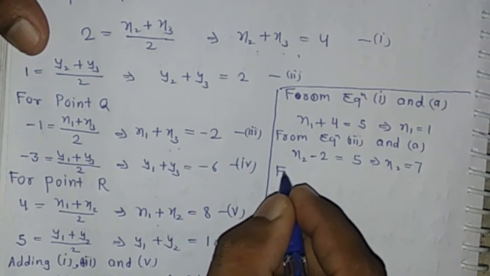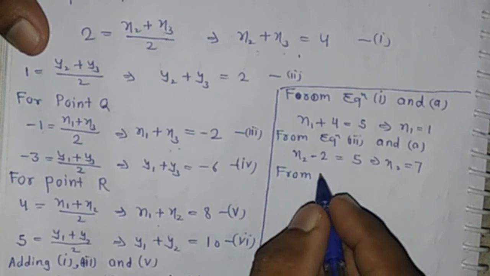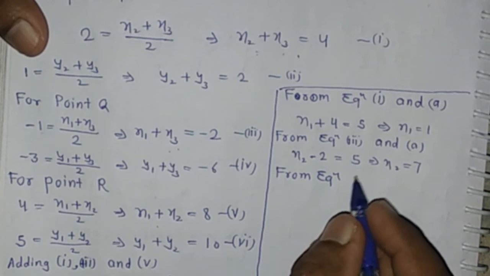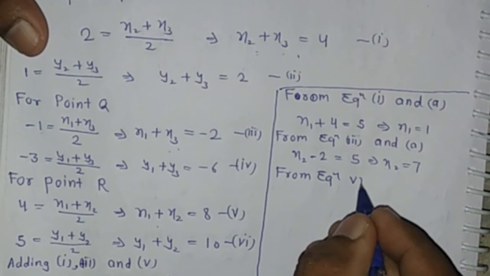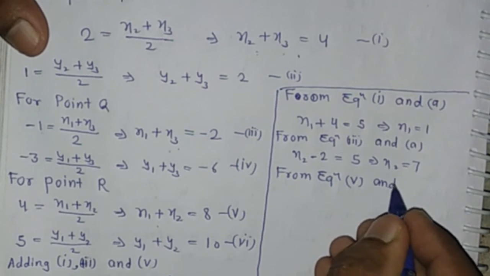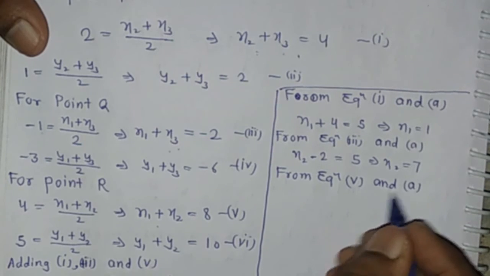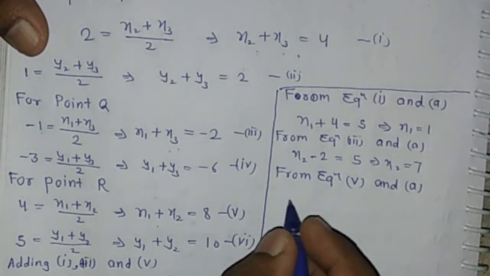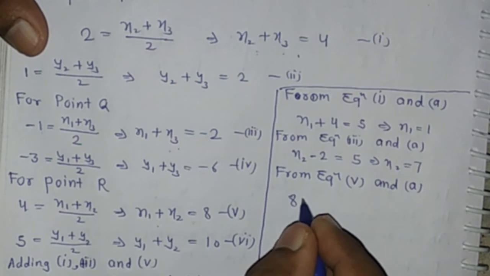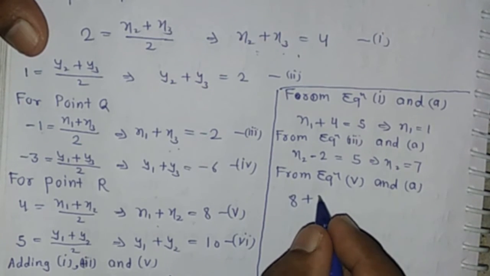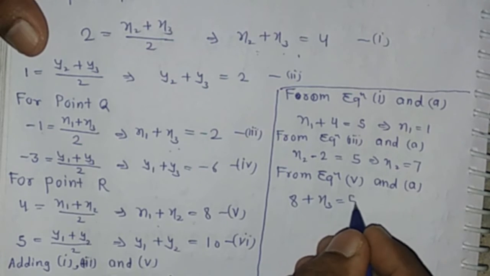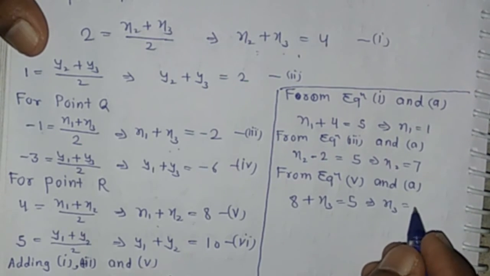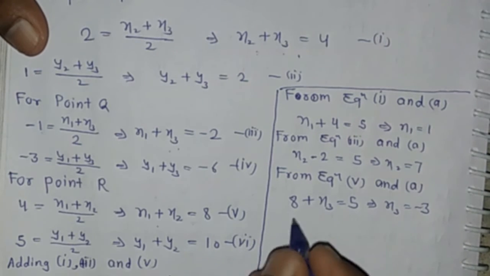Now from equation 5 and equation A, we put the value of x1 plus x2. In equation A we have 8 plus x3 equal to 5, then we find the value of x3 from here, it is minus 3.